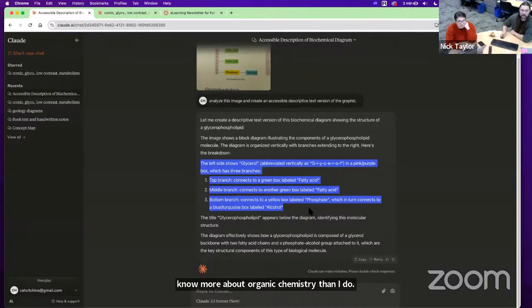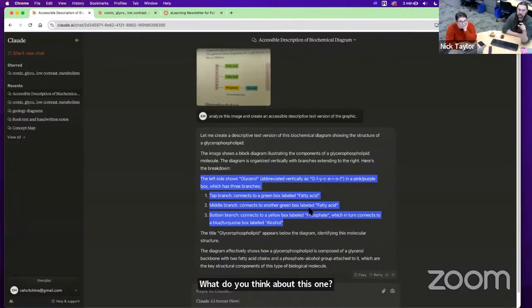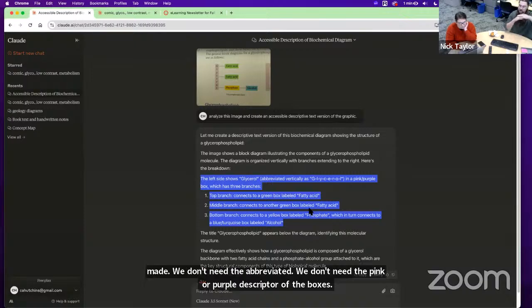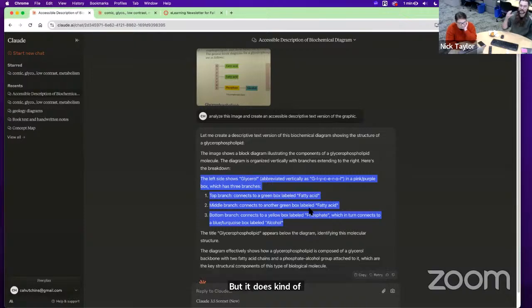Well, I won't claim to be an expert, but what I liked about it was also it's a starting off point. Like I could totally use that again with the edits that Caleb made. We don't need the abbreviated. We don't need the pink or purple descriptor of the boxes, but it does kind of in the alt text align the student to kind of how the thing is broken up.